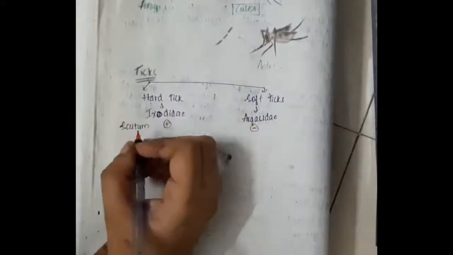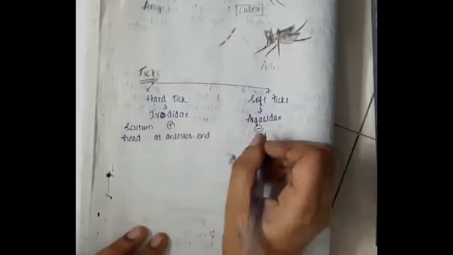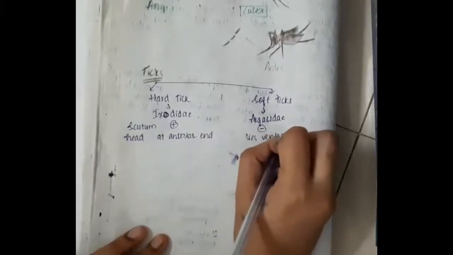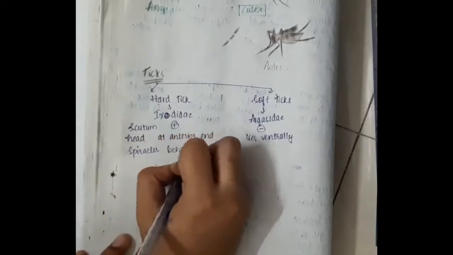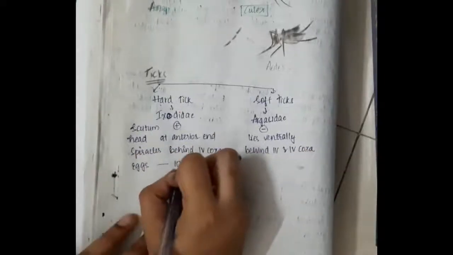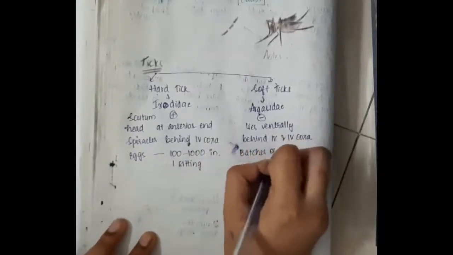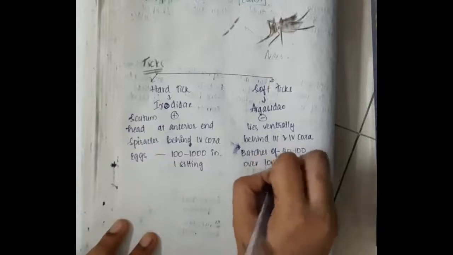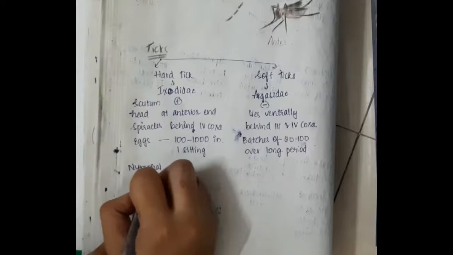The scutum is present in hard ticks and absent in soft ticks. The head is present at the anterior end in hard ticks and lies ventrally in soft ticks. Spiracles are present behind the fourth coxa in hard ticks, and behind the third and fourth coxa in soft ticks. Hard ticks lay around 100 to 1000 eggs in one sitting, and soft ticks lay batches of around 20 to 100 over long periods.